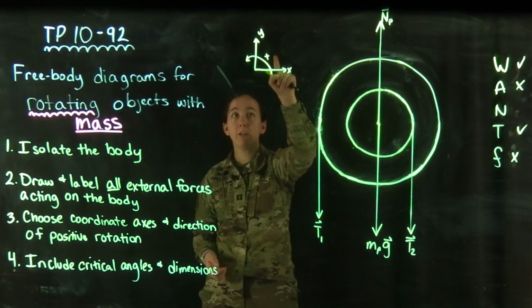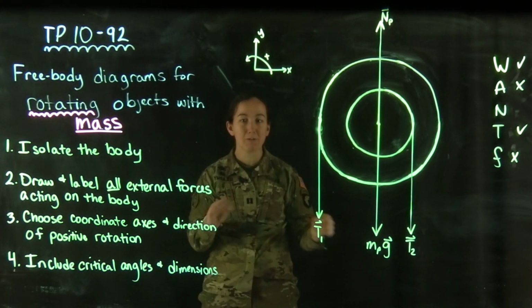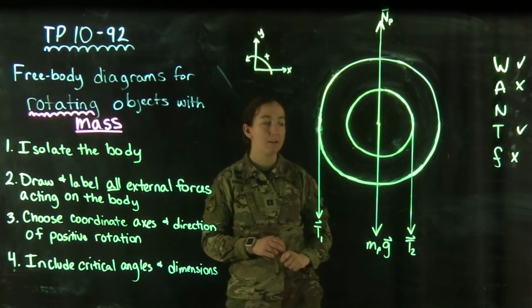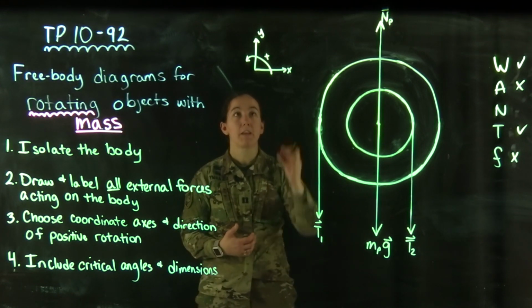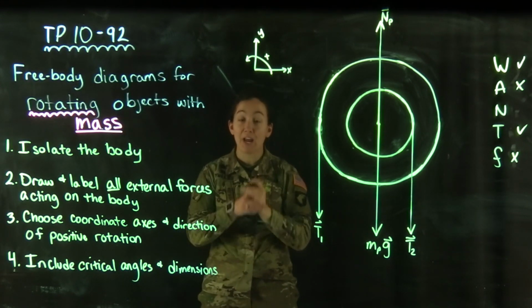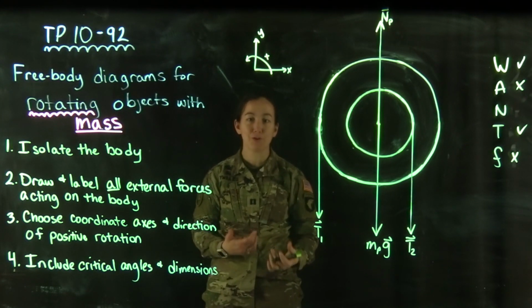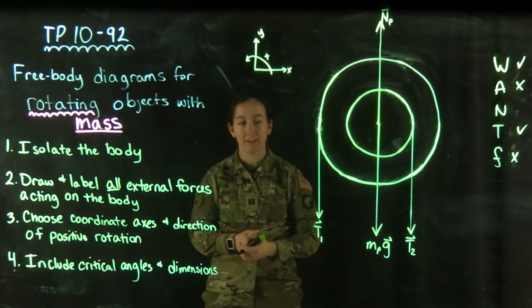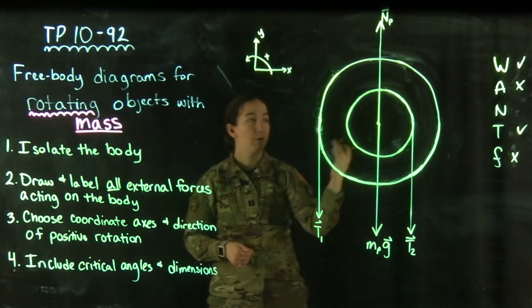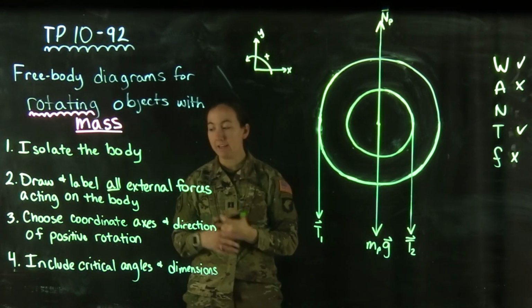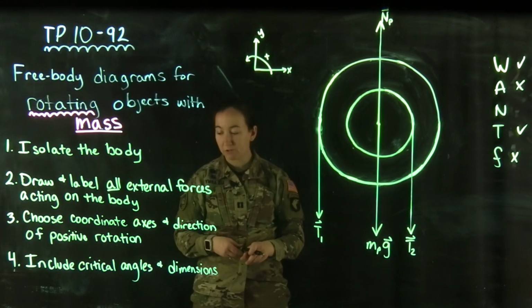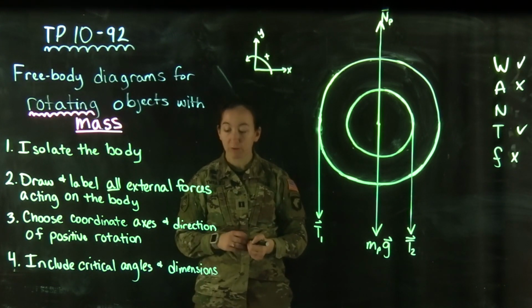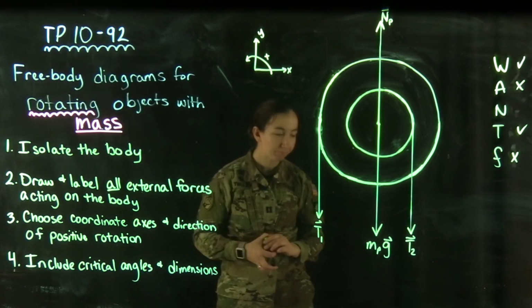If you're not following your coordinate axes and you start substituting in things, you have the potential to get the answer incorrect. So always pick a direction of positive rotation and follow through with your work. Make sure your work matches what you've listed up here. So I've done step 3, chosen that coordinate axis and direction of positive rotation, and now I'm going to do step 4, which is include critical angles and dimensions.